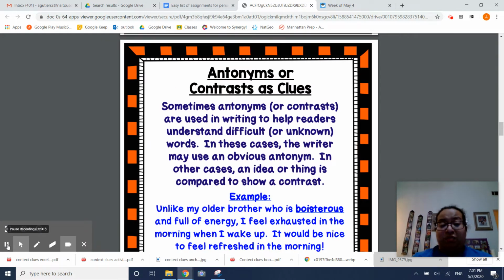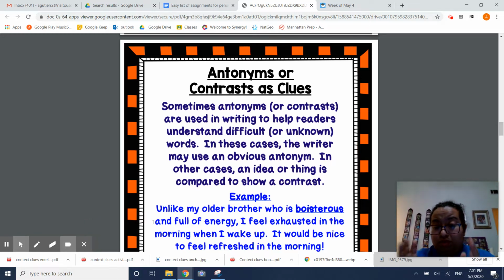Okay, let's keep going. Another type of context clue is when the author gives you an antonym next to or close to the unknown word. So let's read this sentence. Remember, close to the unknown word, there's going to be an opposite word. And by figuring out what the opposite of the other word is, we will know what our mystery word is. Unlike my brother, who is blank and full of energy, I feel exhausted in the morning when I wake up.